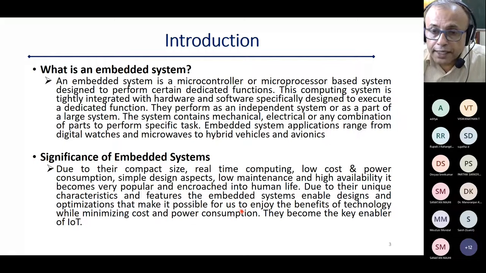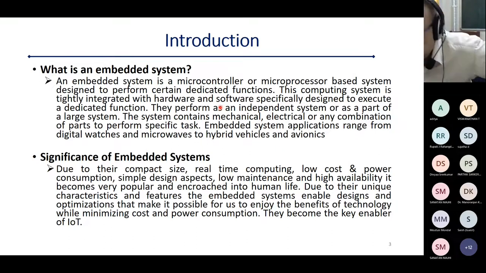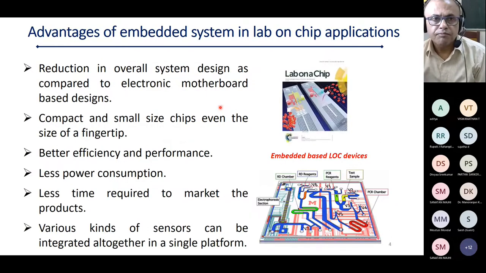At the same time, you can understand how complex it is, because it deals with signal processing, with a microcontroller or microprocessor, and different other peripheral circuits, memory chips, and arithmetic logic units, everything is there. So considering all aspects, how can I minimize the power consumption? This is a challenge. And putting it together, this becomes the key enabler of the IoT, Internet of Things.